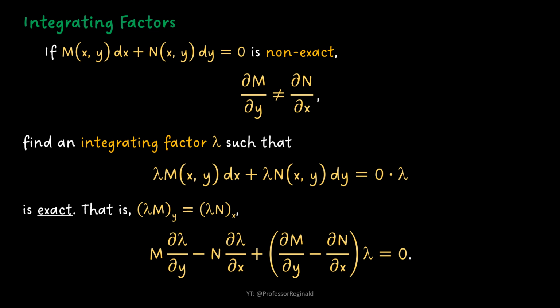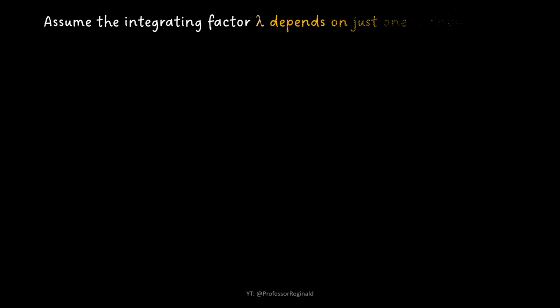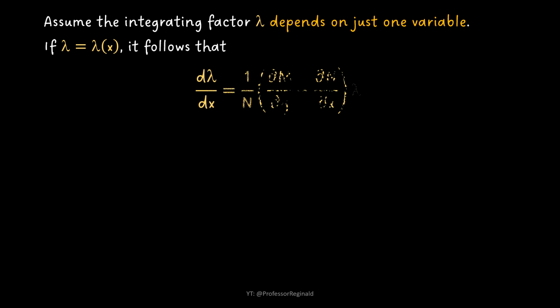In the following discussion, we will learn how to find an integrating factor as a function of just one variable using this differential equation. Assume the integrating factor depends on just one variable. If the integrating factor is a function of x, it follows that the partial differential equation in the previous page reduces to the following differential equation.